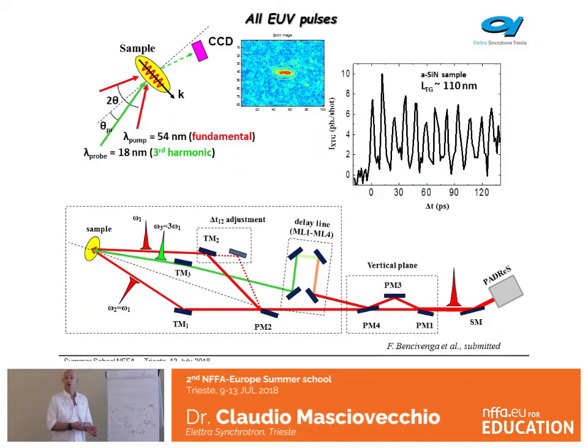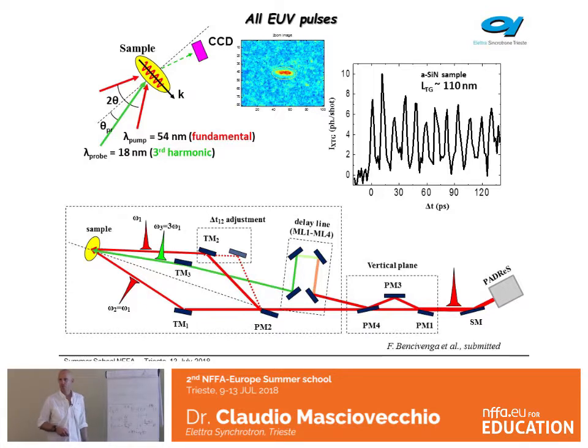And then we decided to use as a probe the third harmonic of the free electron laser, because the free electron laser can produce a first harmonic but also a third harmonic. So you pump your transient grating in the sample with the first harmonic, with the setup I was showing you before, and you probe with the third harmonic, and we could see again oscillation in our system.